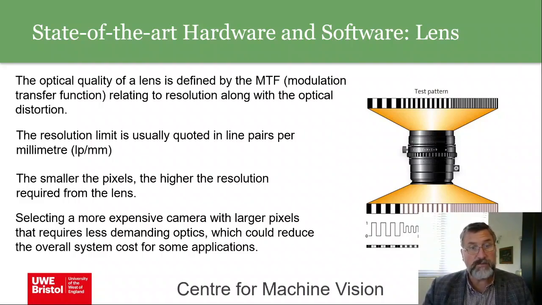So generally speaking, the smaller the pixels, the higher the resolution required from the lens. And we're looking at resolution in terms of line pairs per millimeter. So we could have a more expensive camera with larger pixels that requires less demanding optics, and that might reduce the overall cost of the application. So when you're thinking about the resolving power you require for a given application, you're thinking about the combination of the sensor and the lens, really.